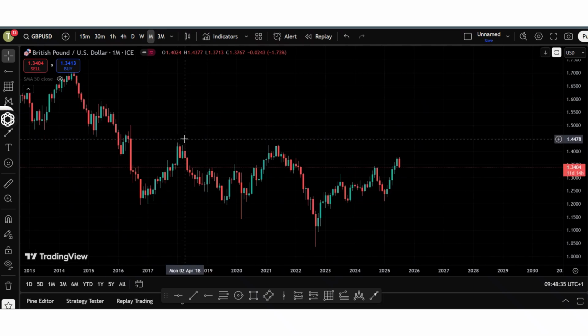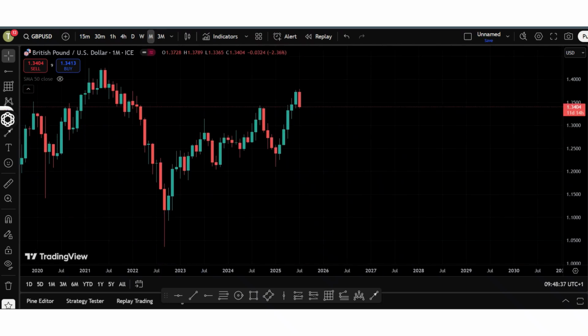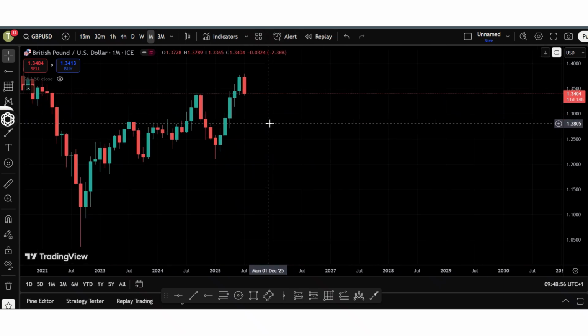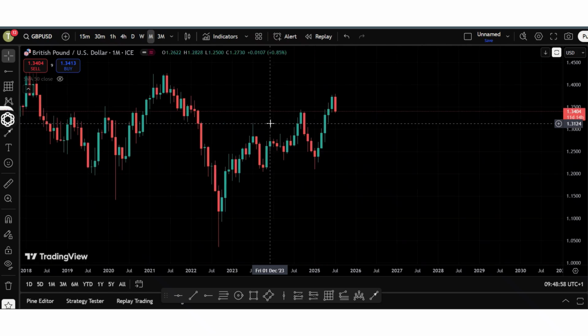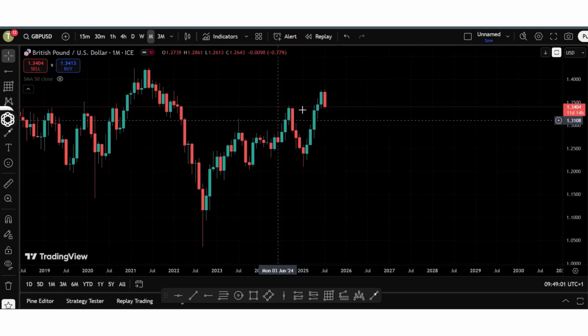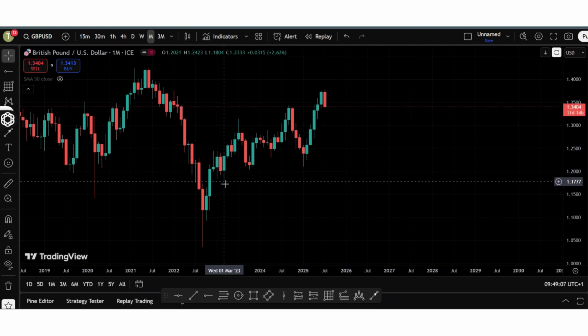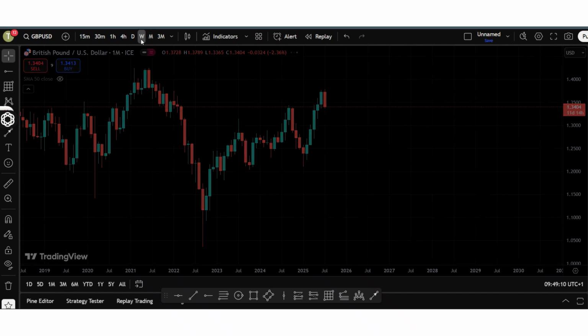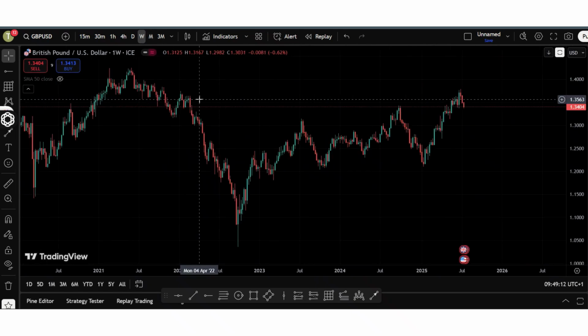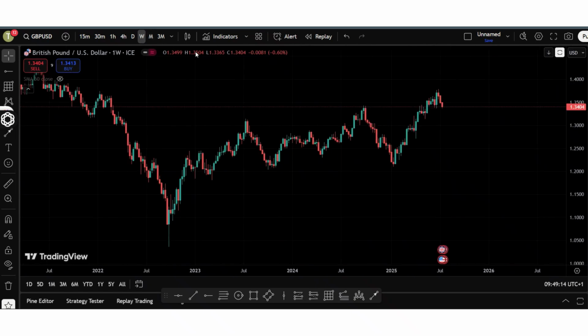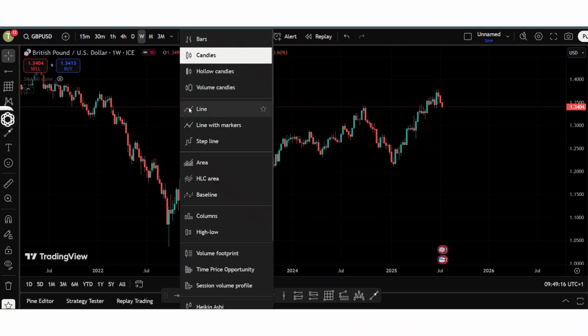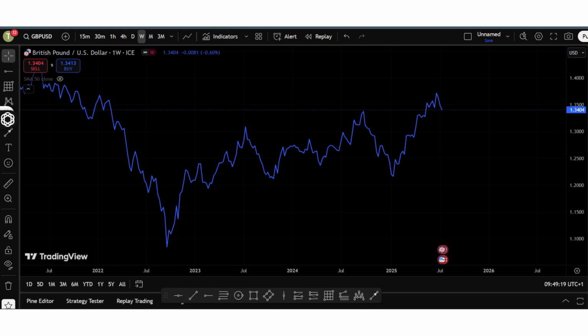So currently, the monthly candle is on a significant bearish move. It started over here at 1.37. So the monthly is bearish. Let's draw our trend lines to see where this bearish move is coming from.